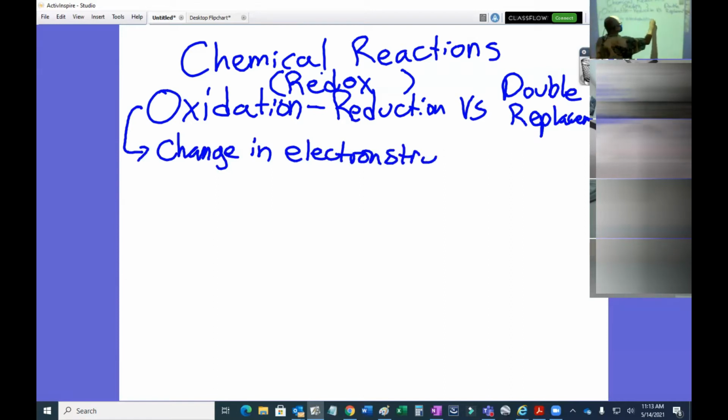Now, why is that big news? Because you may have heard me say at some point from the beginning of the school year to today that that's what chemistry is. Chemistry is when you change the valence electron structure of an atom. And I have said that if you do not change the valence electron structure of an atom, you have not done chemistry with the atom.